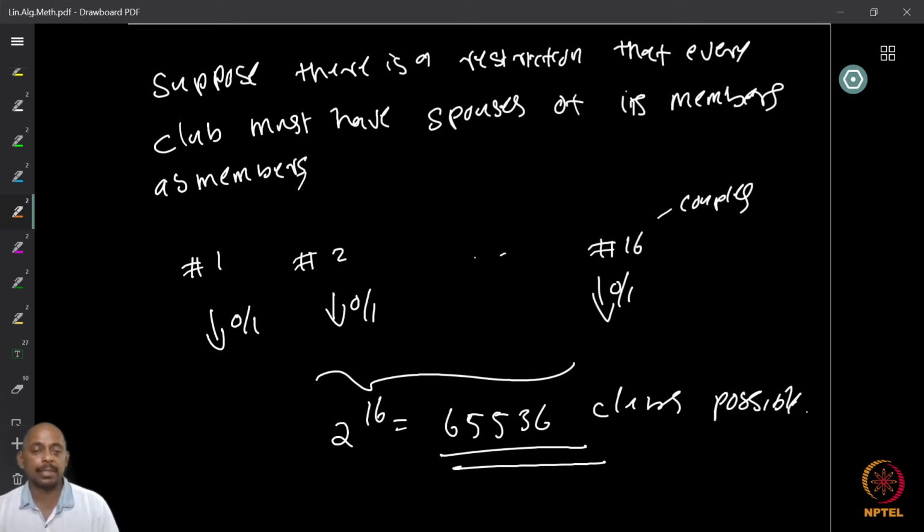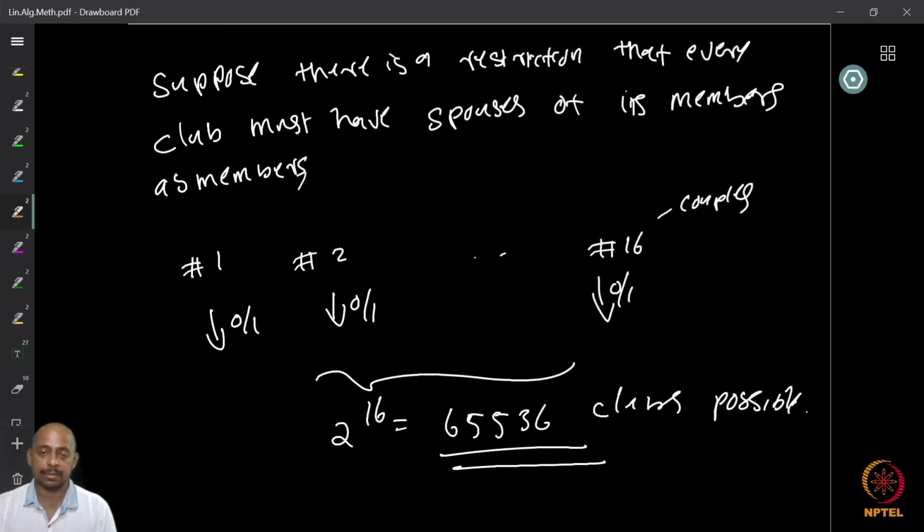Now, the advantage is that when you are putting only two persons at a time, the number will always be even. So if there are 16 couples, meaning 32 people in the country, each couple can individually decide whether to join a club or not. There is a choice of either 0 or 1, join or not join. There are 16 of them, therefore 2 raised to 16 choices, which means 2 raised to 16 clubs are possible.